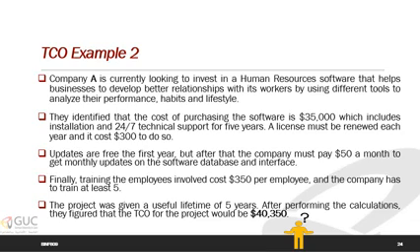Updates are free for the first year, but after that, the company must pay $50 a month to get monthly updates of the software database and interface. Finally, training the staff involves a cost of $350 per person, and the company has to train at least 5 personnel. The project was given a useful lifetime of 5 years. After performing the calculations, the company figured that the total cost of ownership for the project would be $40,350. So how was this value calculated?